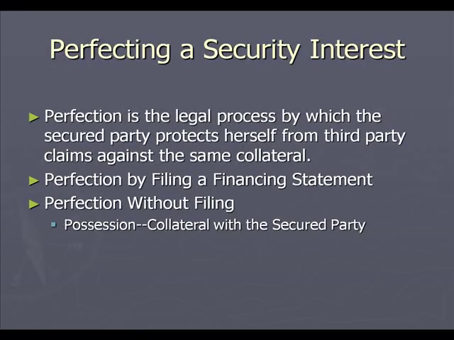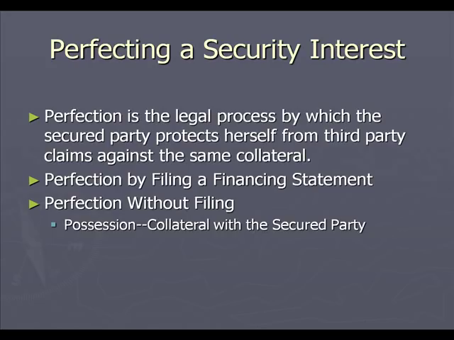There are a couple of ways actually to perfect without filing. The first one is, as I mentioned before, like the pawn shop example, if the creditor actually has possession. And the reason that we allow this to be perfection is that there's some level of notice if the debtor doesn't have access to the collateral at the time.